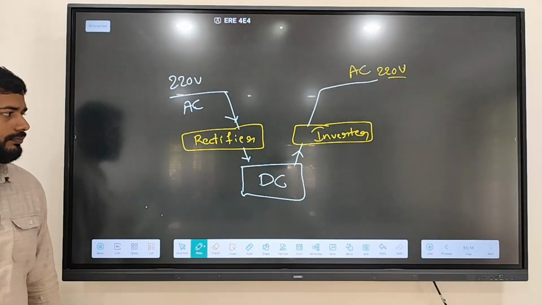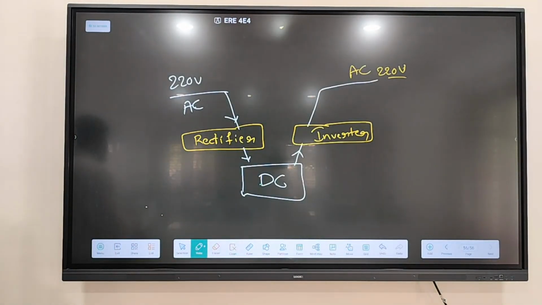Inverter. DC to AC is converted by an inverter. AC to DC is converted by a rectifier. That's it.